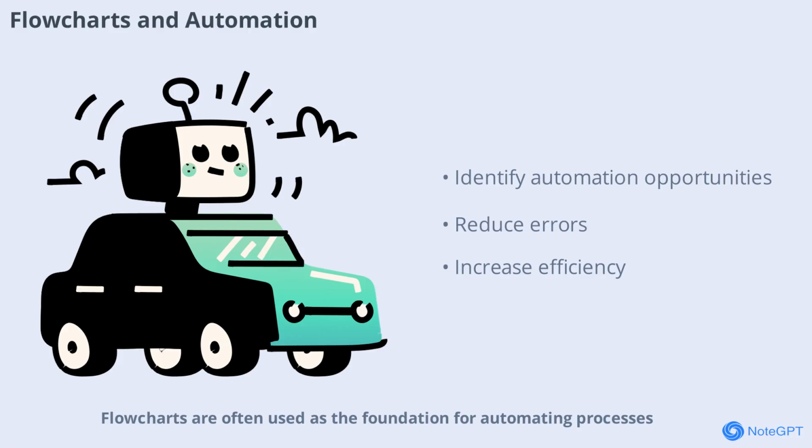Flowcharts are often used as the foundation for automating processes. By clearly defining each step, you can identify which tasks can be automated and how they should be connected. Automation saves time, reduces errors, and increases efficiency.